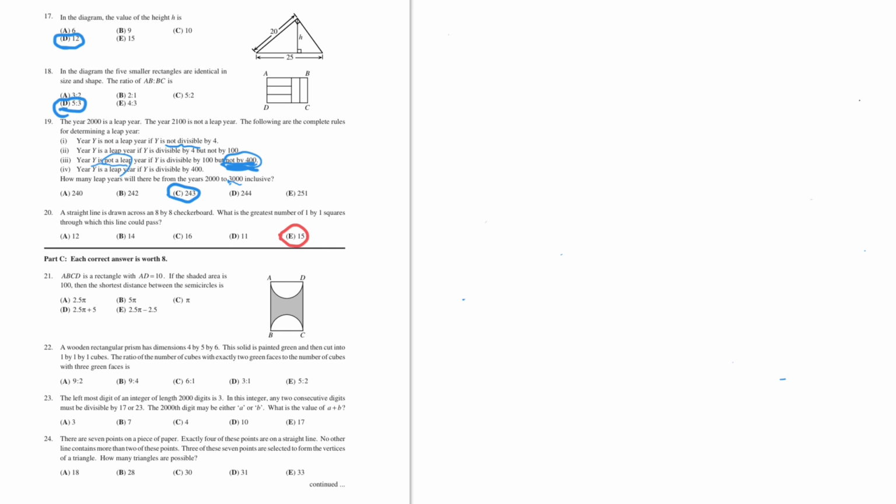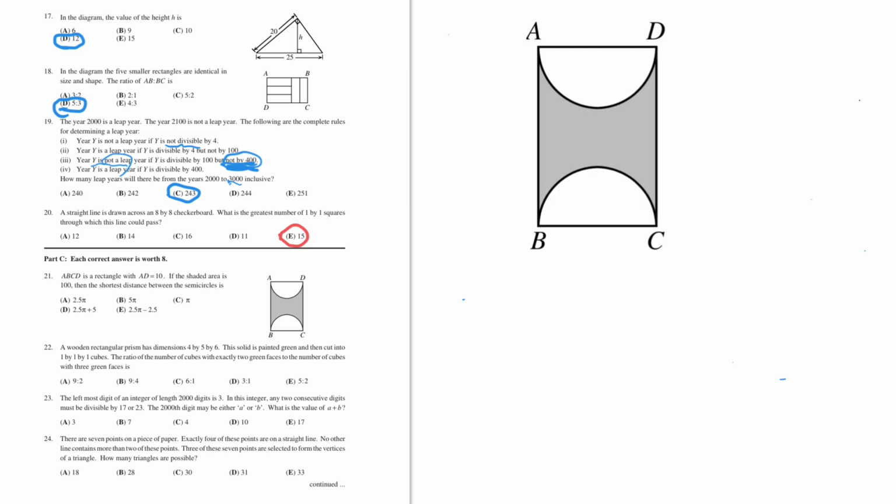Number 21. ABCD is a rectangle with AD equals 10. If the shaded area is 100, then the shortest distance between the semicircles is? Now the given AD equals 10. That's the diameter. So the radius is 5, diameter divided by 2. Same thing, this radius is 5.